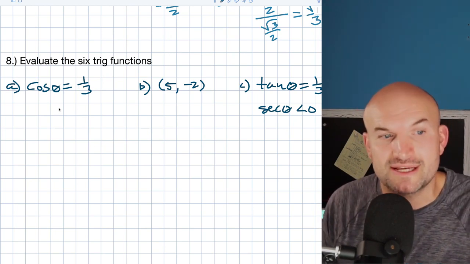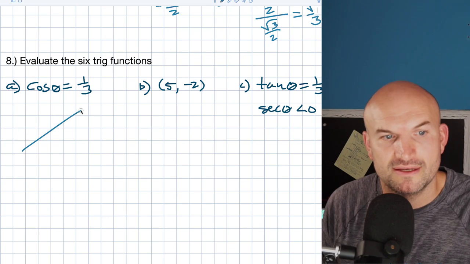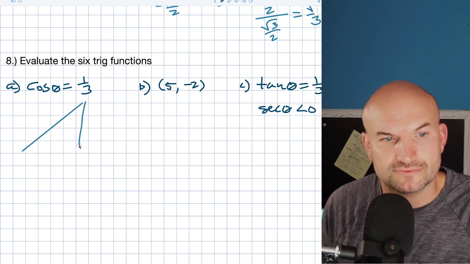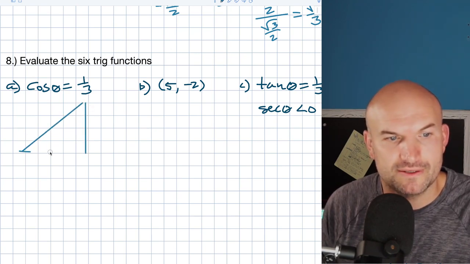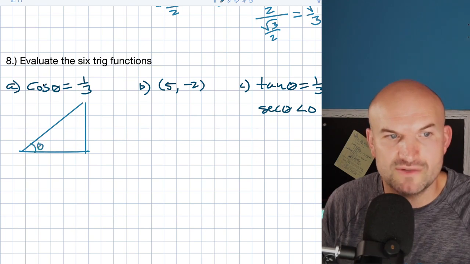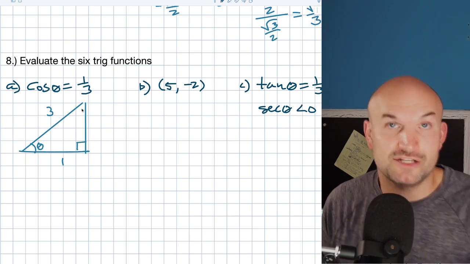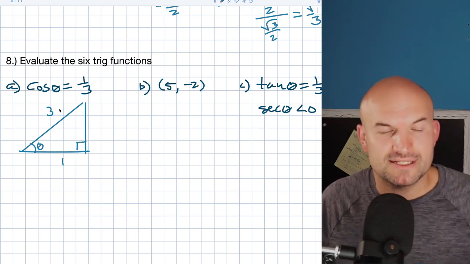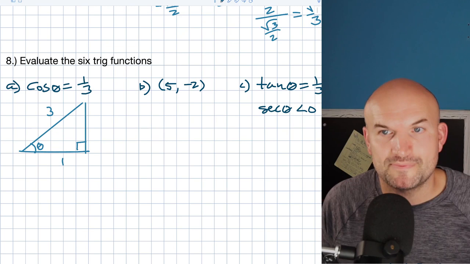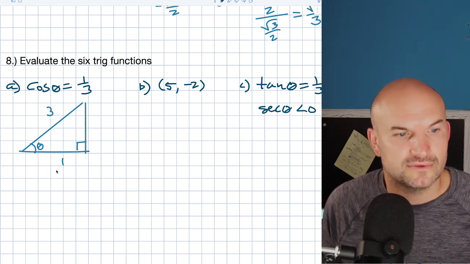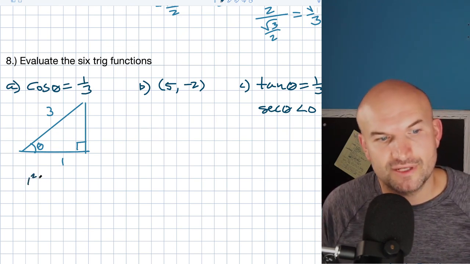1/3, what I need to do is go back to what we originally did, create a triangle. So that's exactly what I'm going to do here. All right, here's theta. Cosine, remember, is adjacent over hypotenuse. Now I can use the Pythagorean theorem here to find this missing side. So remember, 1 squared plus x squared is equal to 3 squared, right?